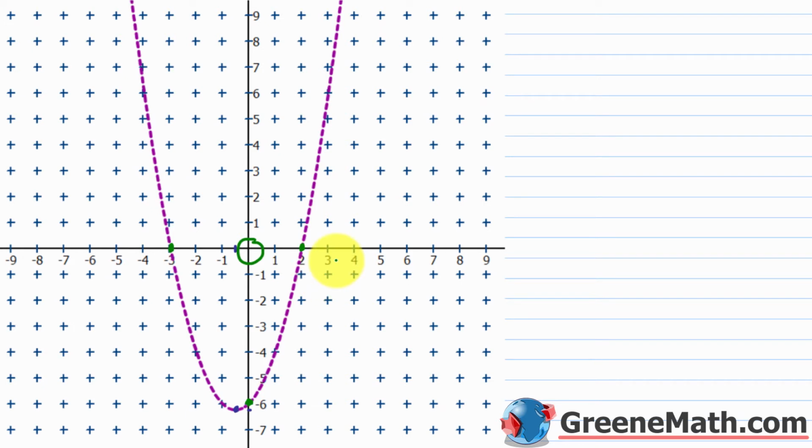So when we think about the two regions here, one would be inside the parabola and one would be outside the parabola. Remember, the parabola is the boundary. It's separating the solution region from the non-solution region.